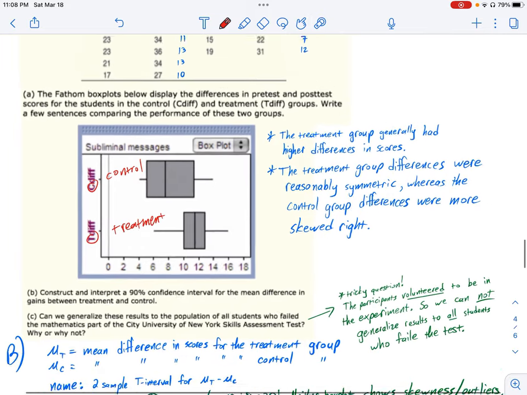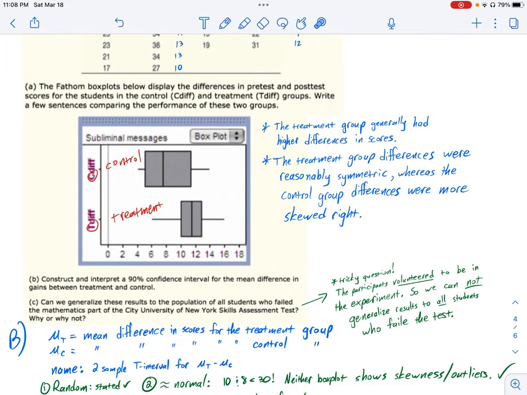Anyway, I just pulled out a few things that I noticed. The treatment group just seems to have higher scores. Their medians are much higher, like 7 versus 11 or 12. Even their Q1s are higher, their Q3s are higher, like everything's higher.